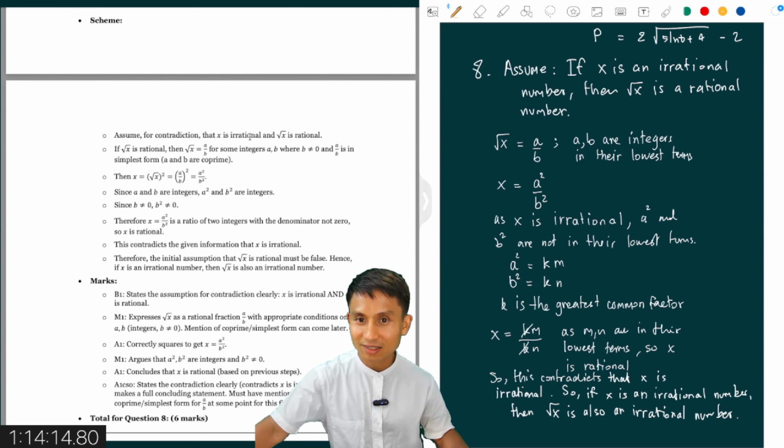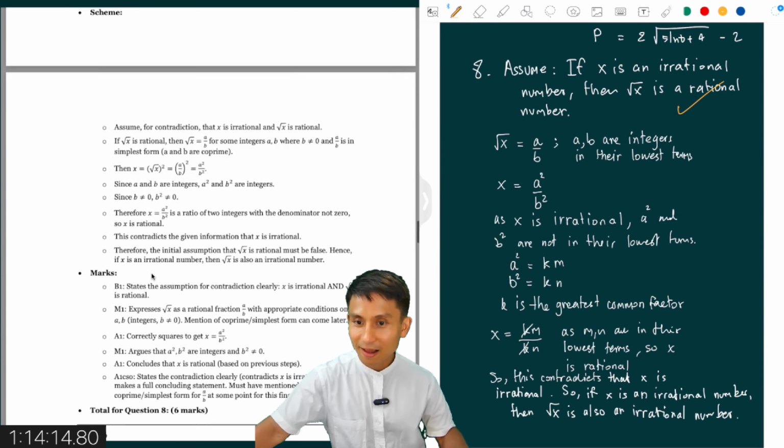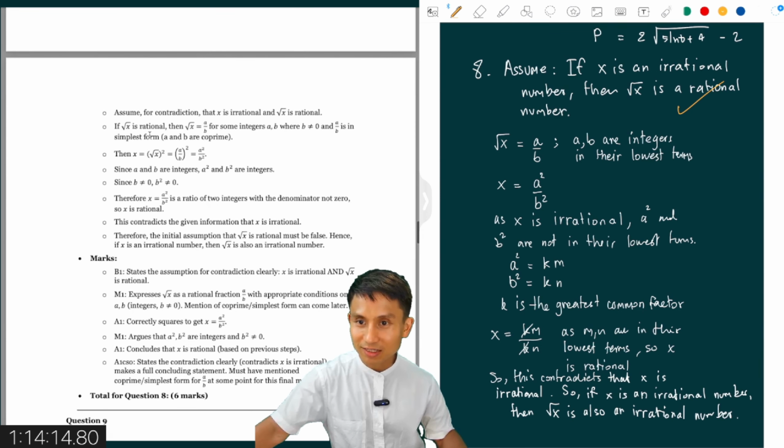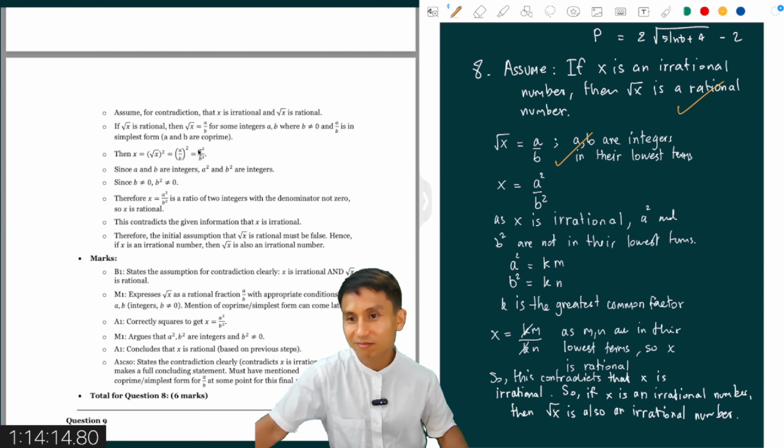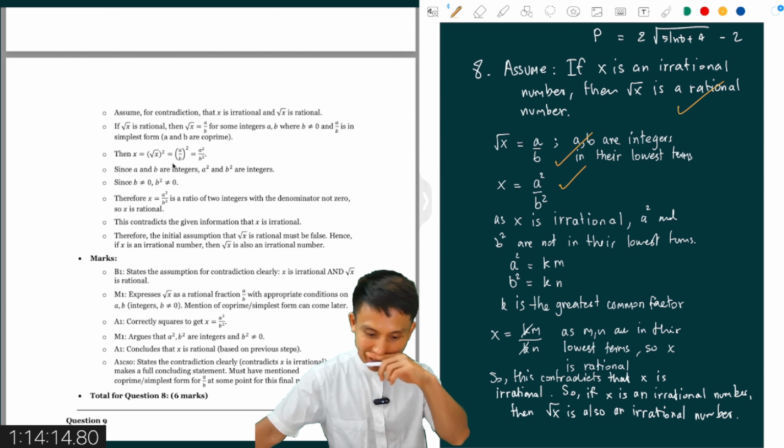Assume contradiction, x is irrational and root x is rational. Okay, I got 1 mark there. And then if root x is rational, then root x is a over b, where a and b are integers, b not equal 0, simplest form. Okay, a and b are co-prime, right? And then it does x equals a squared over b squared. All right.